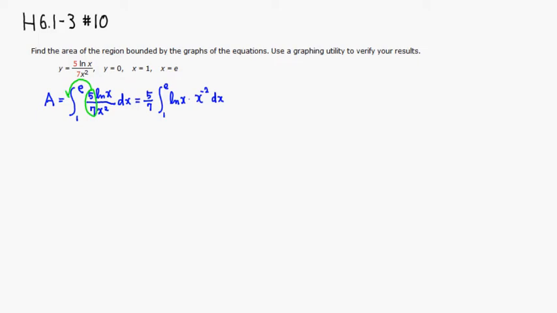Alright, so I'm going to let u be this guy right here. So this is u, and this is our dv. So u is equal to natural log of x, and we're going to let dv equal x to the negative 2 dx.